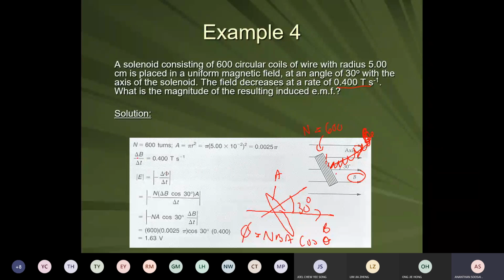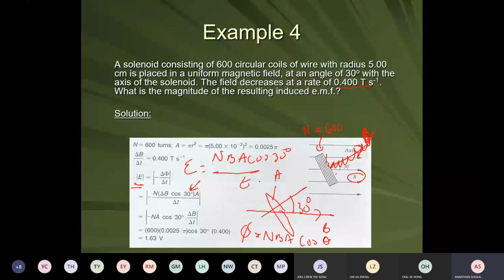So you want the magnetic field strength. The EMF is the negative of the rate of change of magnetic flux. So it's negative NBA cos theta. You can go straight here: NBA cos theta, cos 30. But here you must know it's NBA cos 30. NBA cos 30 over time gives you the EMF.